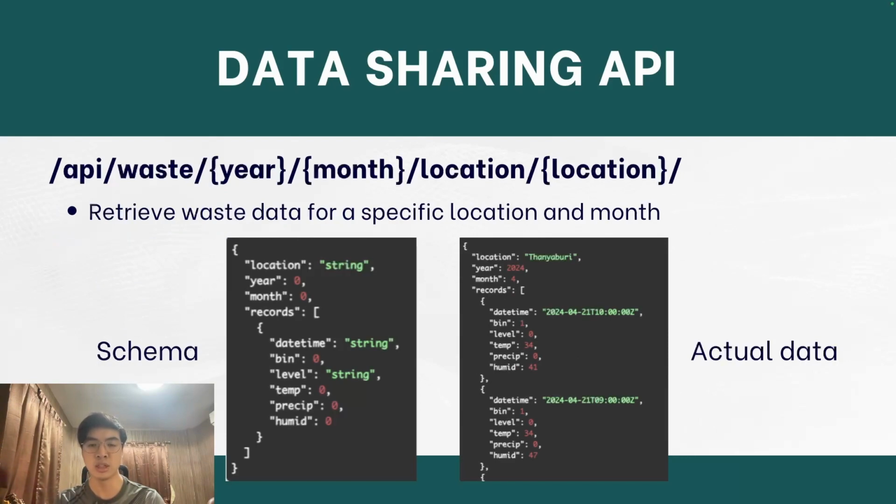And lastly, /API/waste/year/month/location. So in this endpoint, we retrieve the waste and weather data for the specified location and month. This endpoint returns a response containing waste and weather data for the specified location and month, including detailed records of waste level, temperature, precipitation, and humidity.